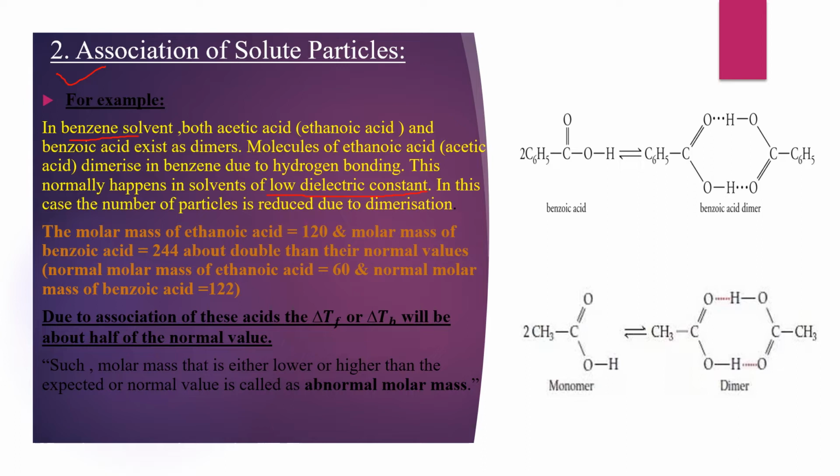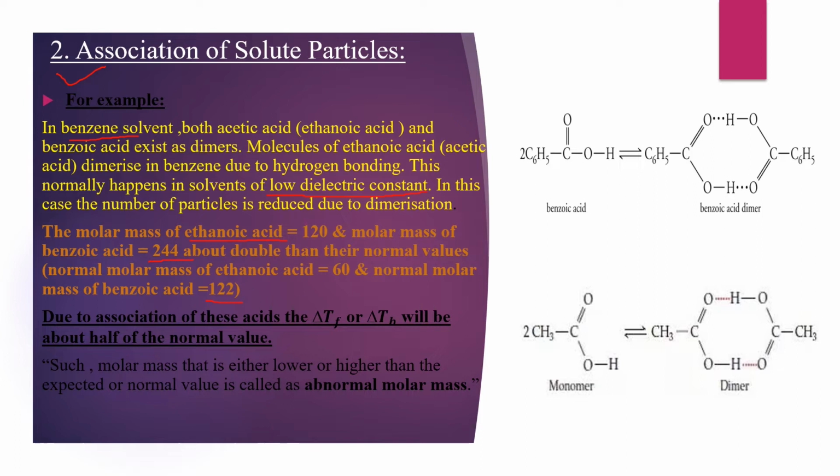The molar mass of ethanoic acid or acetic acid is 120, and the molar mass of benzoic acid is 224, about double their normal values. Normal molar mass of ethanoic acid is 60, and normal molar mass of benzoic acid is 122. What will happen after dimerization? The molar mass of ethanoic acid will get doubled.